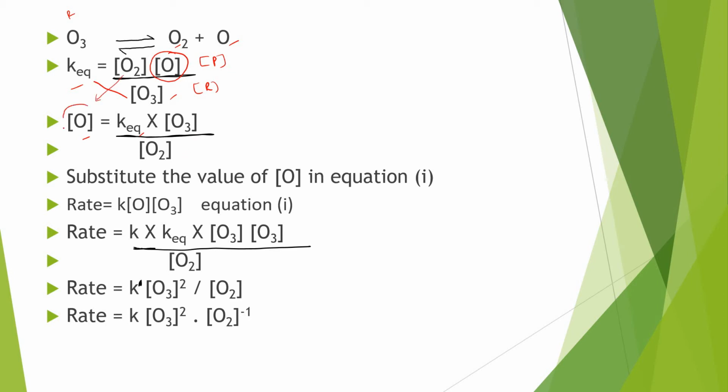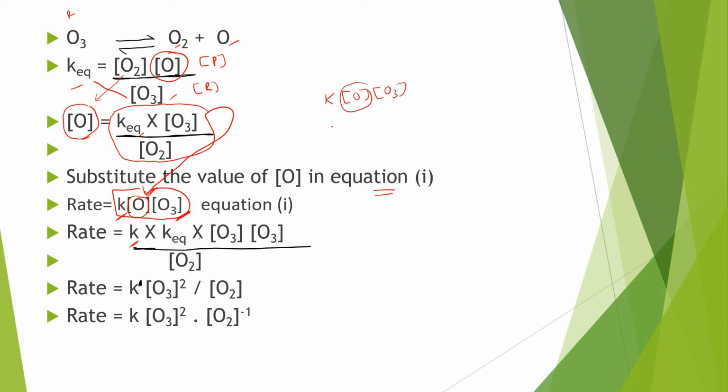Now substitute this concentration of oxygen in equation number 1. What is equation number 1? This is equation number 1 here. Substitute this value in place of the concentration of oxygen. Now we get rate equal to, already you have K here, I am writing that K here, into this value. The concentration of nascent oxygen is equal to K equilibrium into O3. Already you have one more O3 here, so actually K into the concentration of oxygen into O3.